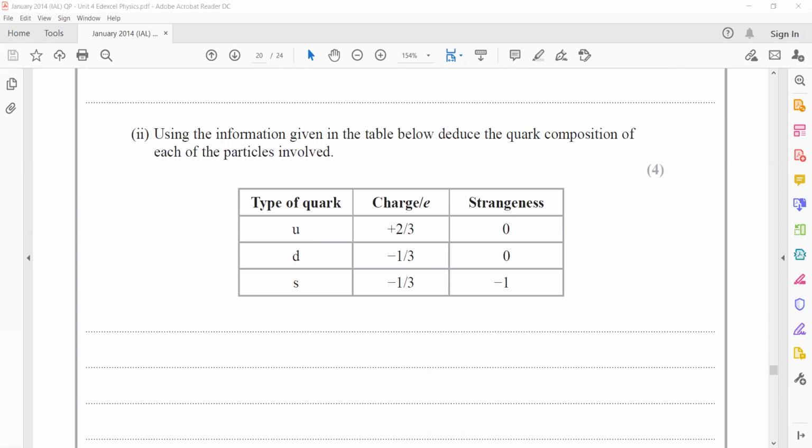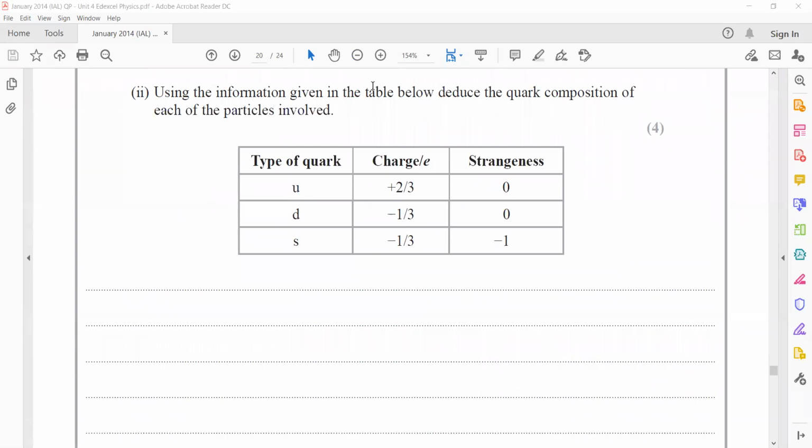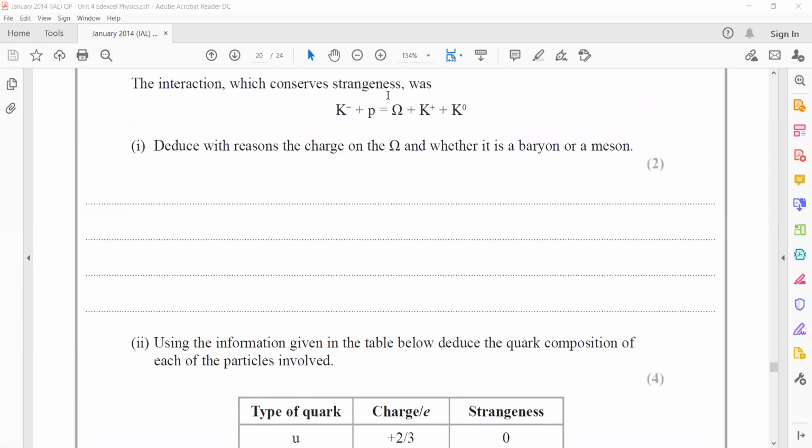Then, using the information given in the table, deduce the quark composition of each of the particles involved. We have to give a quark composition. What is the composition of quarks for K minus, proton, omega, K plus, and K neutral? The charge of omega is -1 because the conservation of the charge should be there as well.